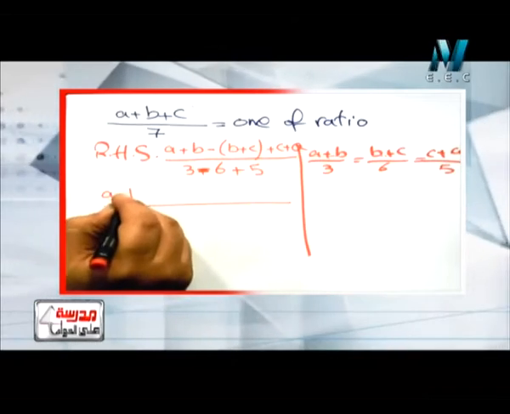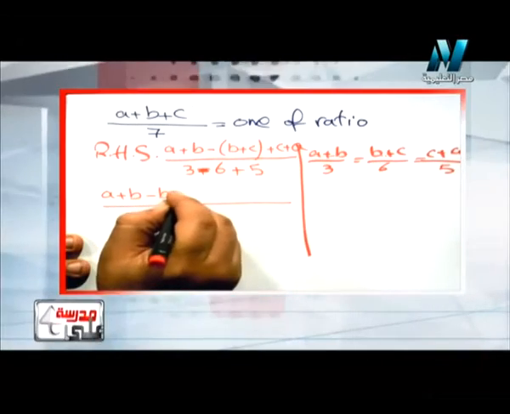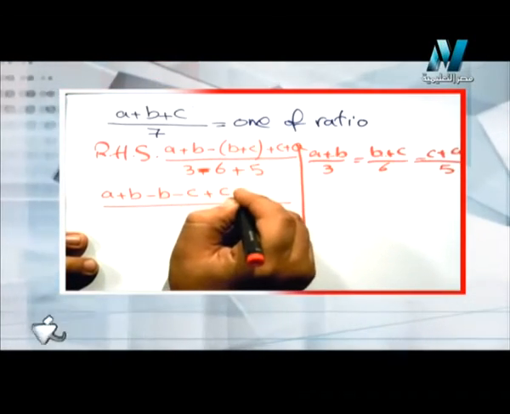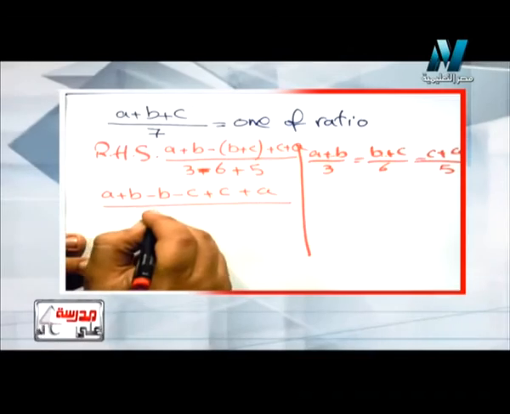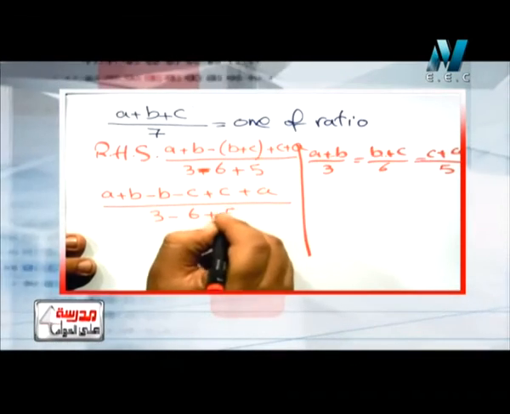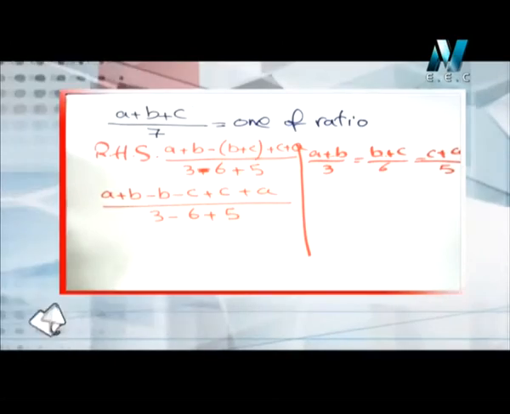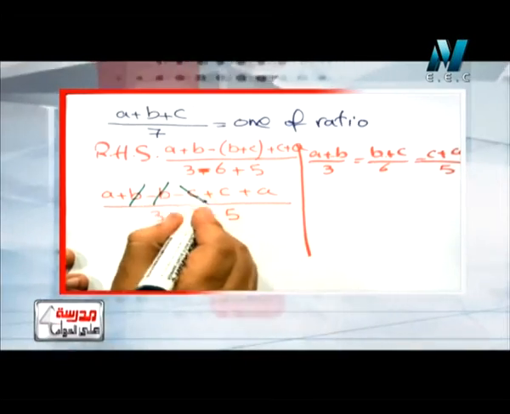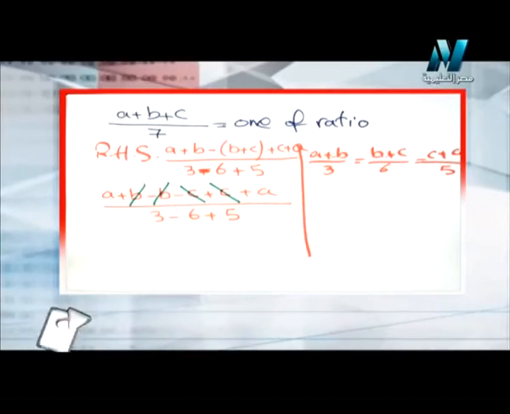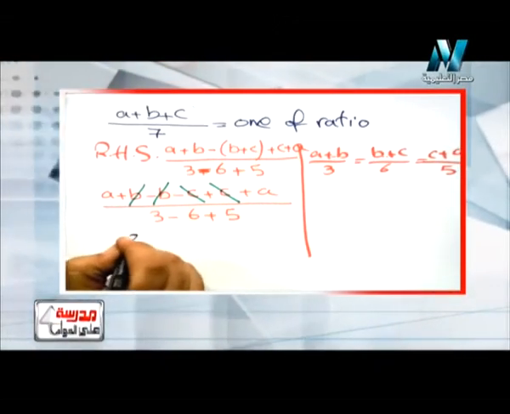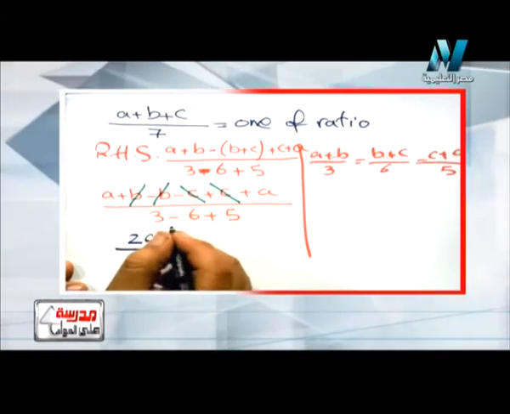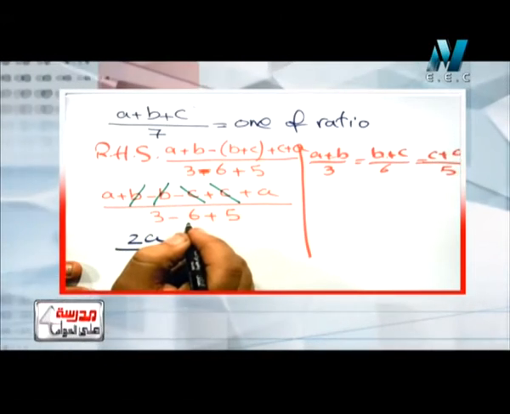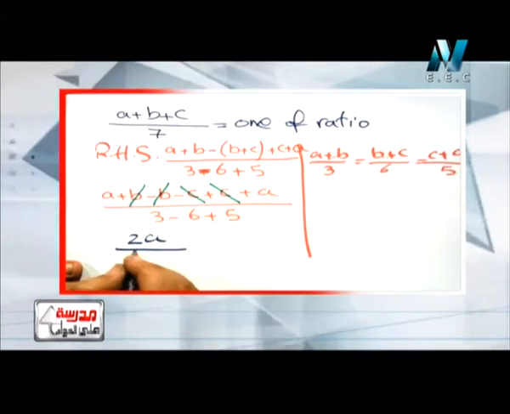So I'm going to write it again: A plus B minus B minus C. I use the distributive property. And here is plus C plus A over 3 minus 6 plus 5. As you see, we have some like terms. So here is B minus B and negative C plus C. So we have double A. So this is 2A over 3 minus 6 plus 5, and 3 minus 6 is negative 3, and negative 3 plus 5, the answer is 2.